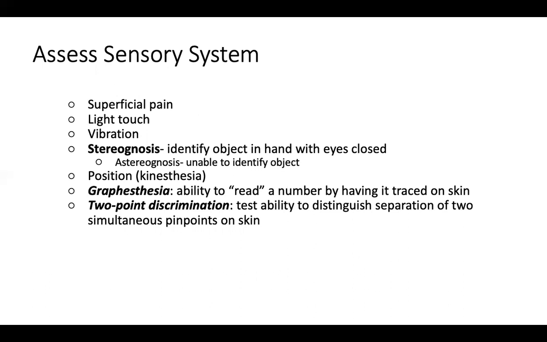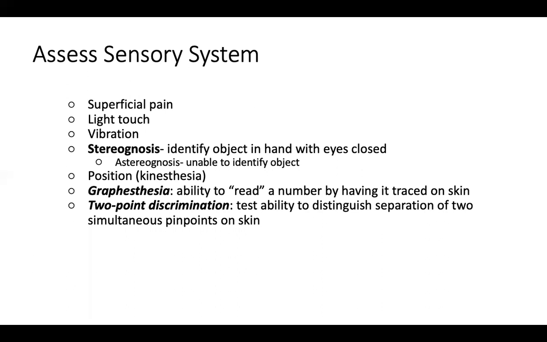Stereognosis, it's a new term, so it's important to know. You're going to put a familiar object in the patient's hand and ask them to identify it, so maybe like a key or a coin. Astereognosis, if you think A is without, so without stereognosis, is the inability to identify an object correctly. So we would think of maybe there was damage to the sensory cortex, like somebody had a stroke.